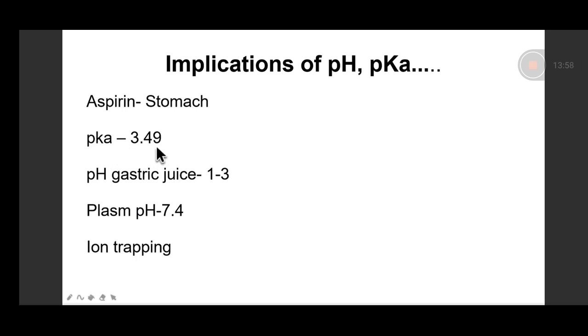So aspirin, which has a pK of 3.49, when present in gastric juice of pH 1 to 3, remains what? Will it get ionized or non-ionized in the gastric juice? I want somebody to answer. Will aspirin with a pK of 3.49, what will it be in the gastric juice? Will it be ionized or non-ionized?